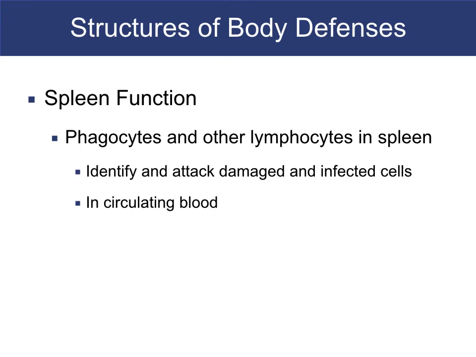So what does the spleen do? The spleen serves as a place for lots of phagocytes and lymphocytes to live. One of the biggest functions of the spleen, however, is removing blood cells, RBCs. Remember, red cells, when they're created, they only live 120 days. And so you're constantly, millions a second, having to remove red cells from your circulation.